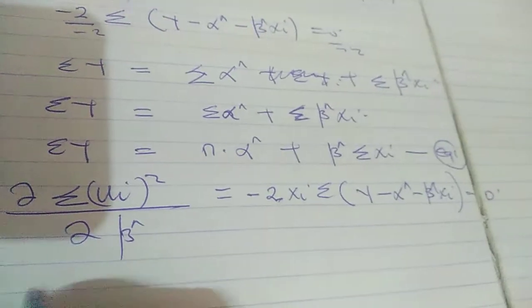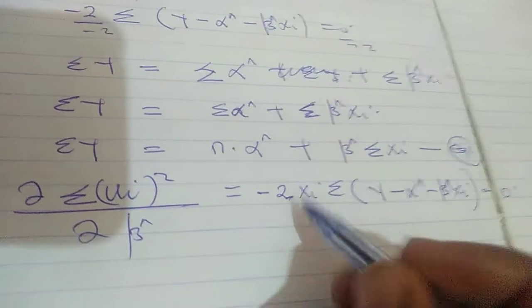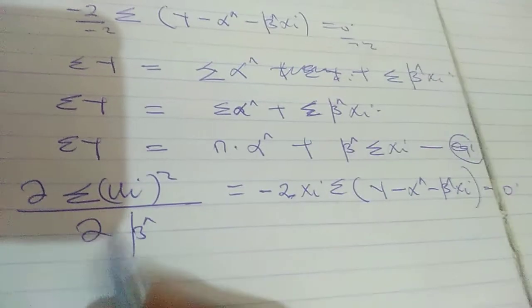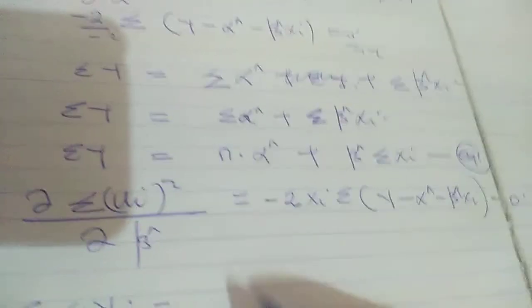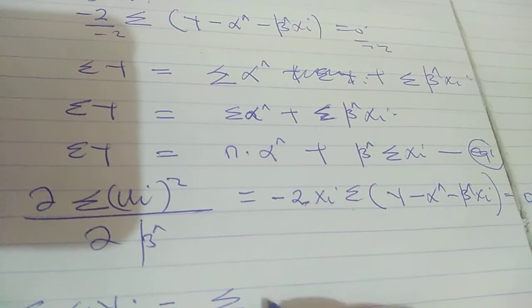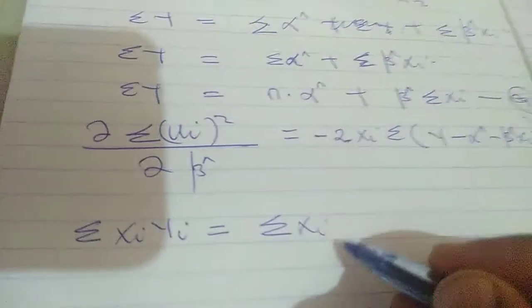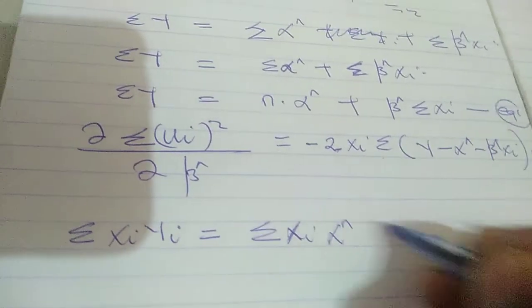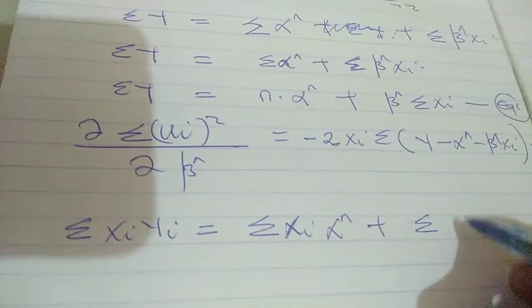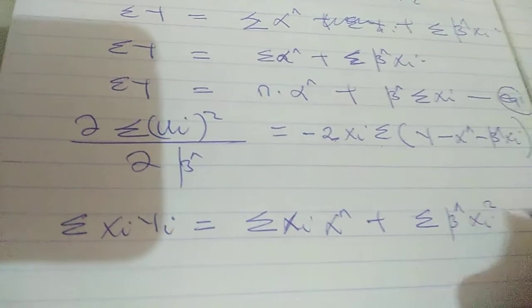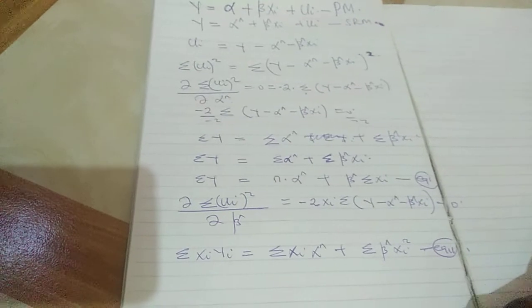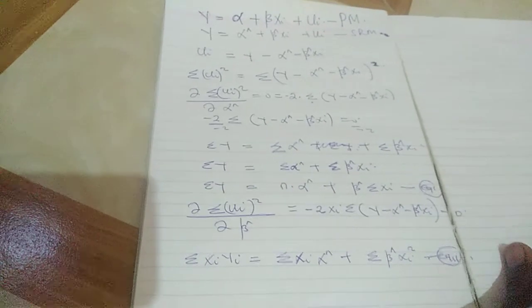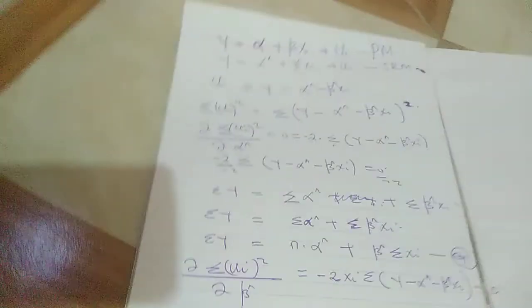Now, I still divide by negative 2 on both sides. Don't ask me why I'm not dividing by negative 2 xi. So this is going to be the sum xi yi, which is equal to the sum of xi alpha hat plus the sum of beta hat xi squared. I can call this equation 2. Now, as we are seeing, looking at equation 1 and equation 2, we can compare the two equations and solve them simultaneously.